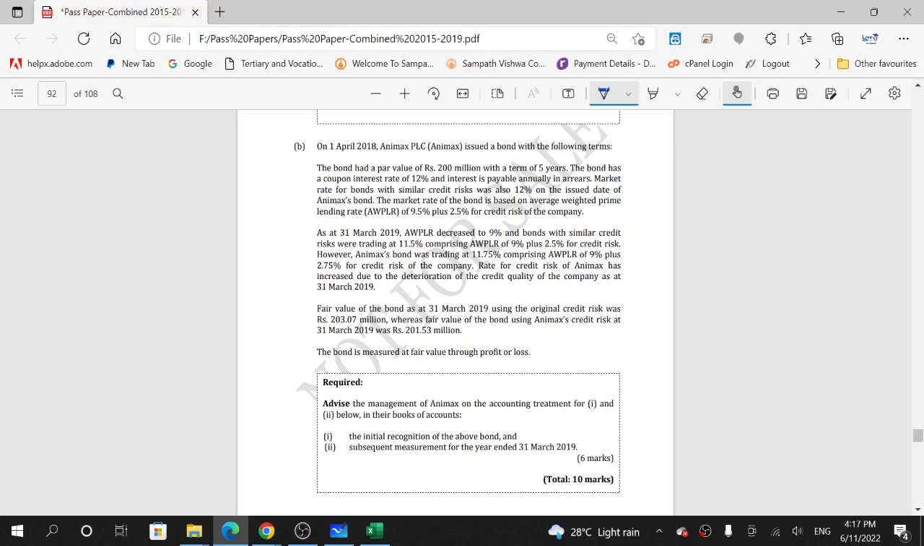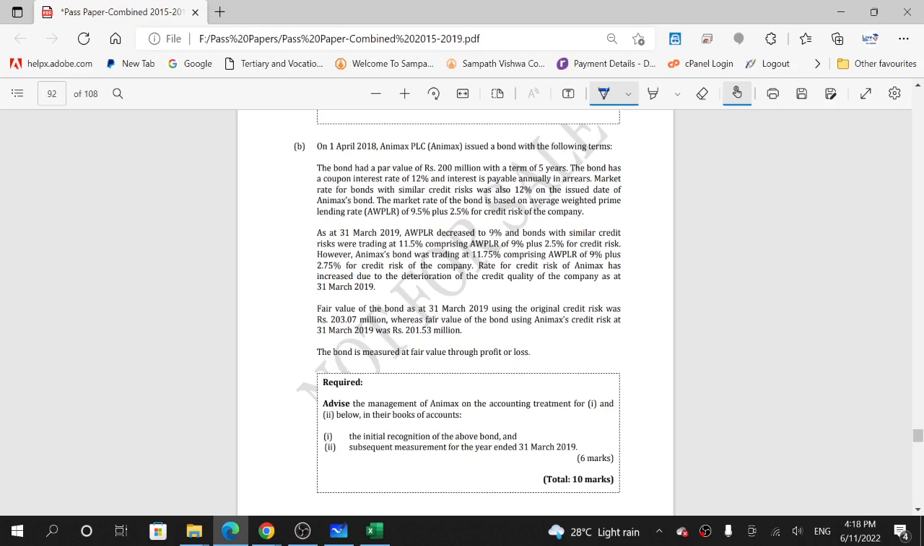The market rate of the bond is based on the average weighted prime lending rate, called AWPLR, of 9.5% plus 2.5% for the credit risk of the company. As at 31st March 2019, AWPLR decreased to 9% and bonds with similar credit risk were trading at 11.5%, comprising AWPLR 9 plus 2.5 for the credit risk. However, the Animex bond was trading at 11.75, comprising AWPLR 9 plus 2.75 for the credit risk of the company. The credit risk rate of Animex has increased due to the deterioration of the credit quality of the company as at 31st March 2019.